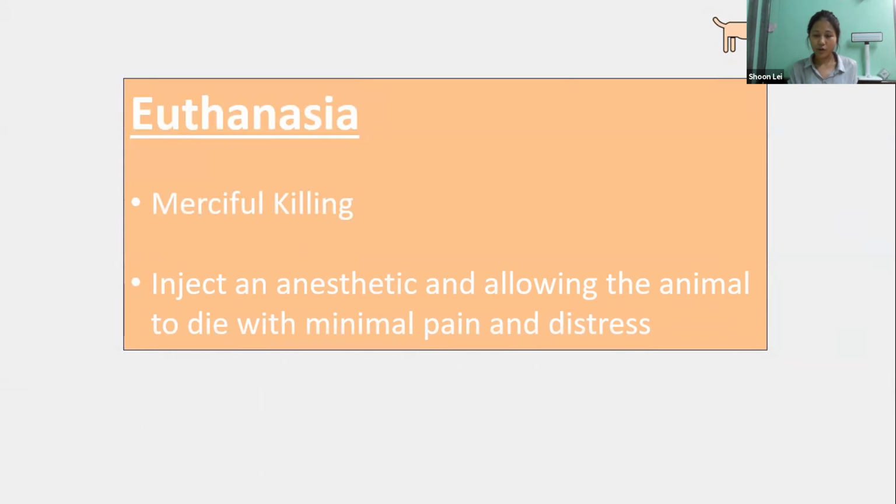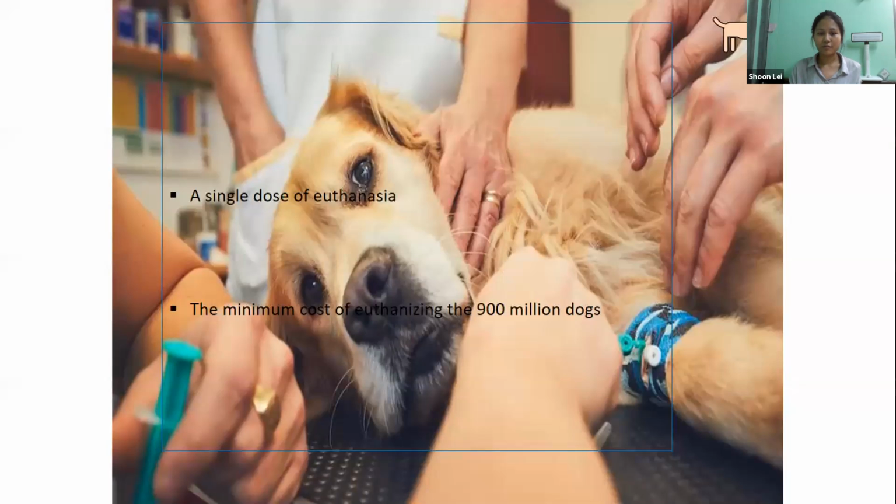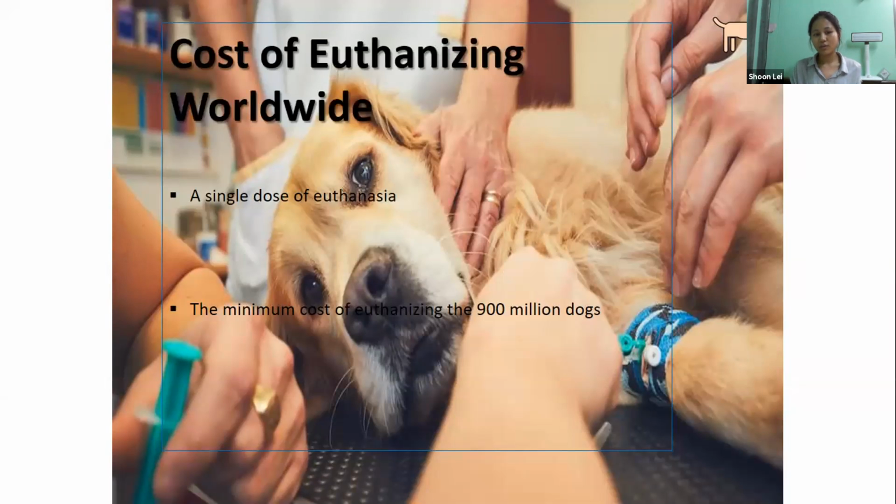The cost of euthanizing every dog from the city: a single dose of euthanasia ranges from $30 to $300. And after some calculations, we can assume that euthanizing every dog from the cities would not be less than $27 billion.